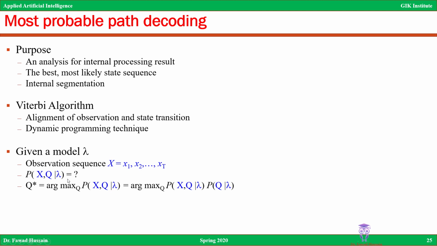So in the first problem, Q was irrelevant. We were trying to find the probability of X given lambda. In fact, it was X and Q. In this case, we are trying to find this probability such that this is an argmax, and argmax means you are going to use that value of Q that will maximize this argument. So you are trying to find the transitions that will result in the highest probability.